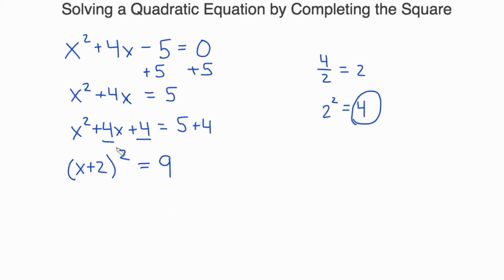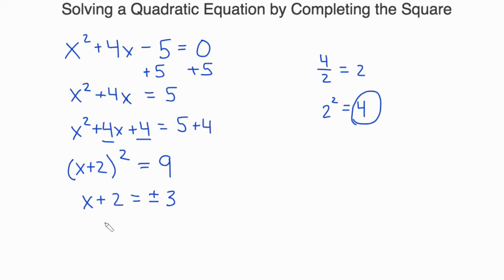Great, so now we just have an equation that looks pretty solvable to us. So the first thing we'll do is get rid of this squared by taking the square root of both sides. So we'll just get x plus 2, and we'll take the square root of 9, so that would just be 3. And whenever we take the square root, we have to remember to take both the positive and the negative value. So we'll take positive 3 and negative 3.